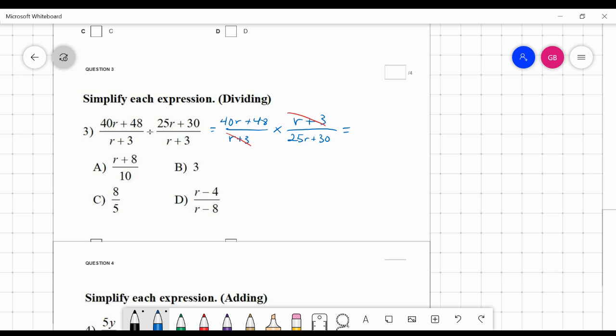And then I'm going to find the GCFs for these here. So the GCF of 40r plus 48 is going to be 8. So you factor out the 8, you're left with 5r plus 6. And then for 25r plus 30, the GCF is 5. And you're left with 5r plus 6. So you could cross those out. And you're left with 8 over 5. So your answer is this one.